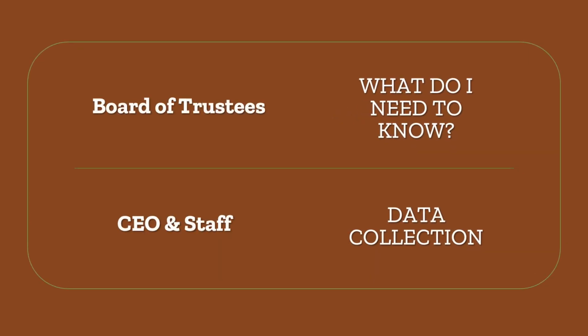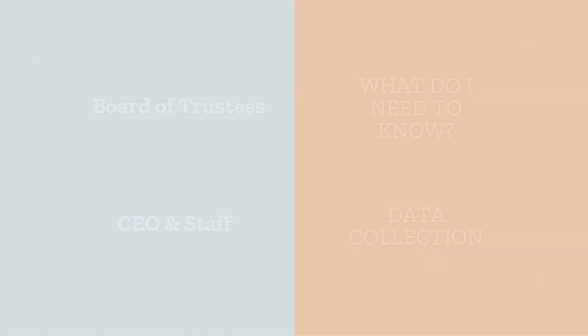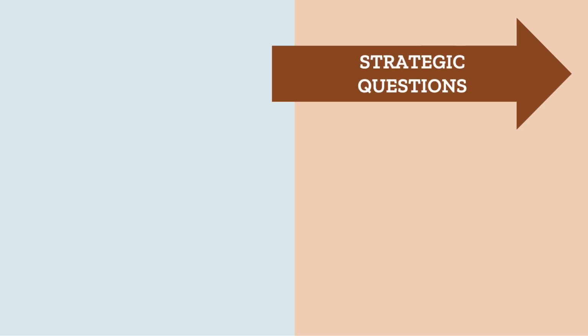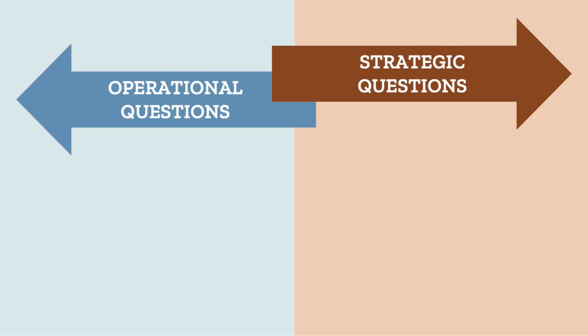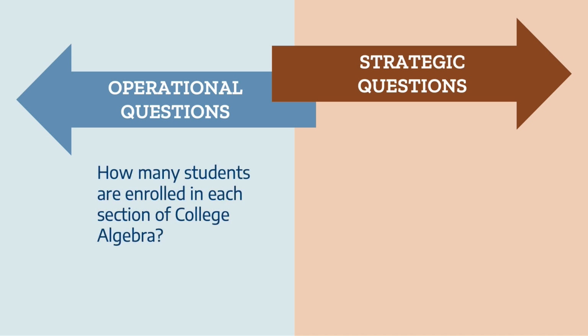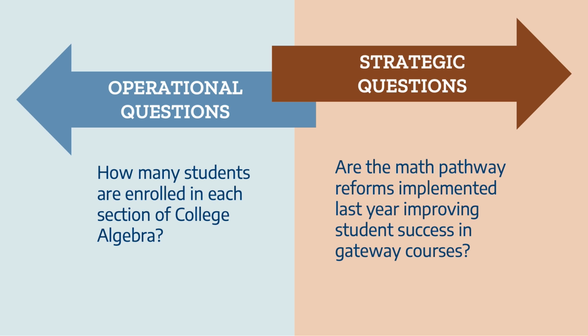Developing strategic data questions is collaborative work between you, your fellow trustees, and your CEO. Your role is to identify what you need to know to make governance decisions. Your CEO's role is to identify what data are available and what questions can be answered given the college's resources. As a trustee, it is your responsibility to ask big-picture questions, not get involved in day-to-day operations. Instead of asking how many students are enrolled in each section of college algebra, ask, are the math pathway reforms implemented last year improving student success in gateway courses?